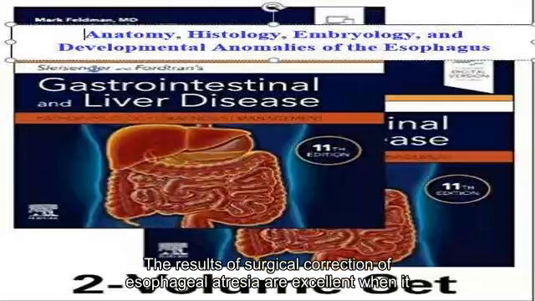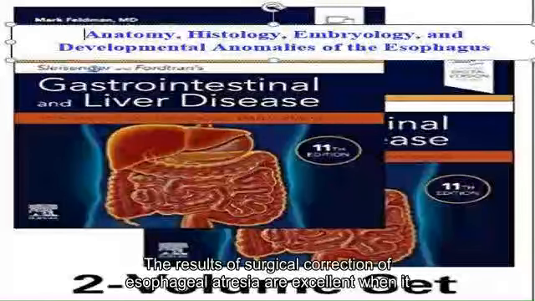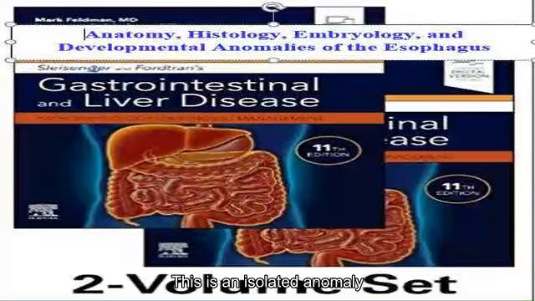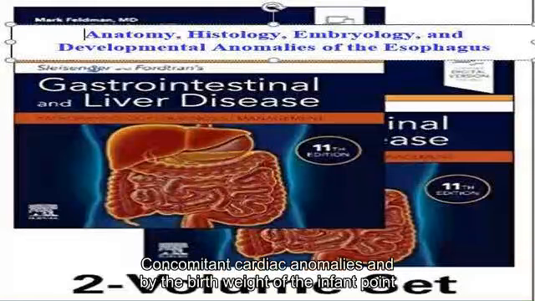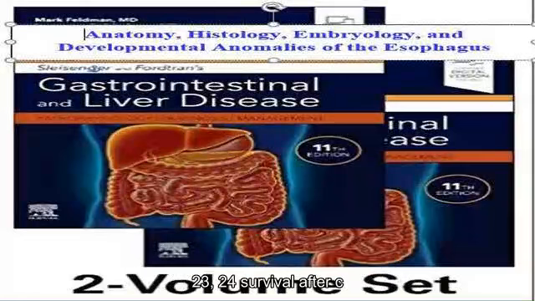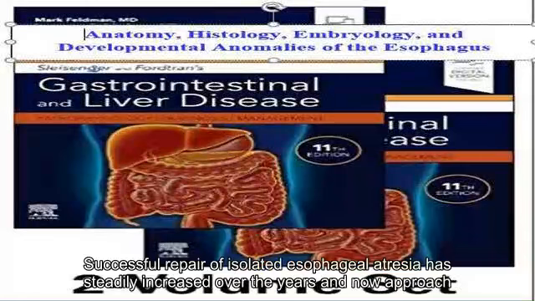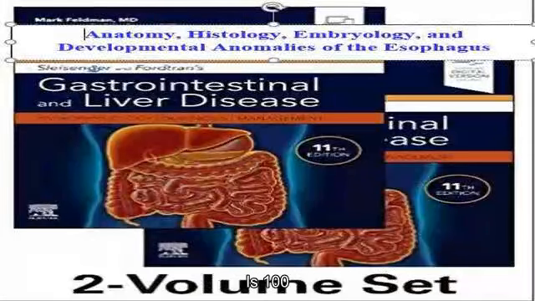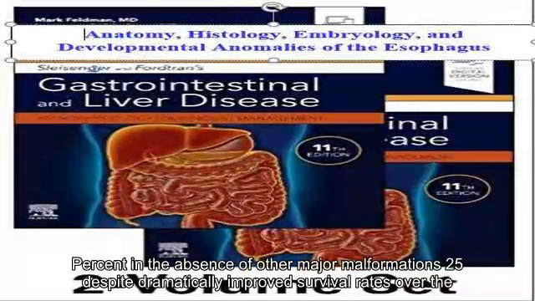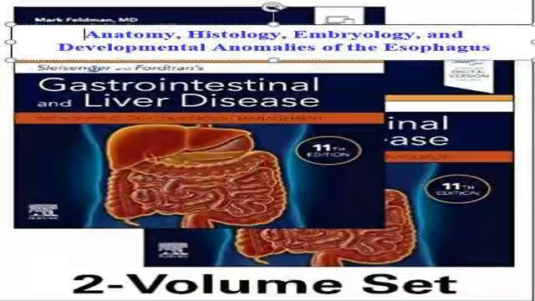The results of surgical correction of esophageal atresia are excellent when it exists as an isolated anomaly, with overall outcome determined principally by the severity of concomitant cardiac anomalies and by the birth weight of the infant. Survival after successful repair of isolated esophageal atresia has steadily increased over the years and now approaches 100% in the absence of other major malformations. Despite dramatically improved survival rates over the last several decades, long-term complications are still common.